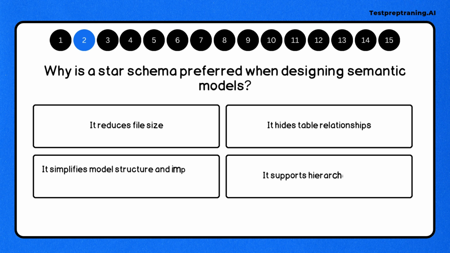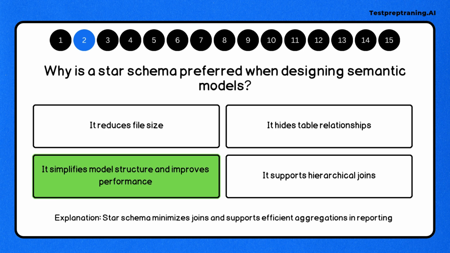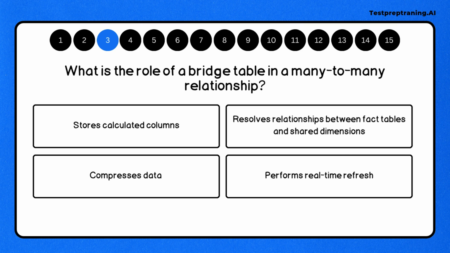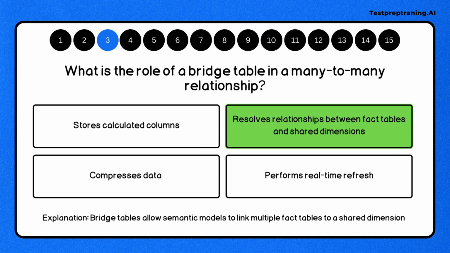Question 2. Why is a star schema preferred when designing semantic models? Correct answer is it simplifies model structure and improves performance, as star schema minimizes joins and supports efficient aggregations and reporting. Question 3. What is the role of a bridge table in a many-to-many relationship? Correct answer is resolves relationships between fact tables and shared dimensions, as bridge tables allow semantic models to link multiple fact tables to a shared dimension.